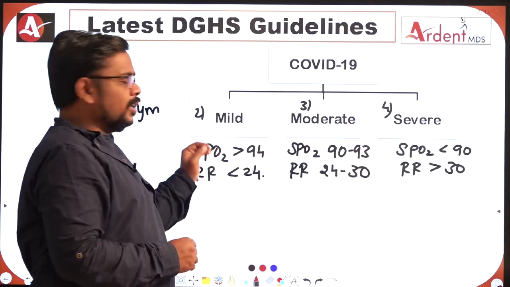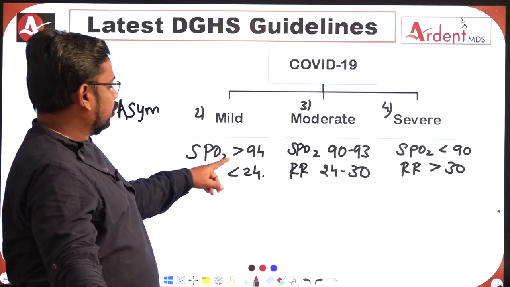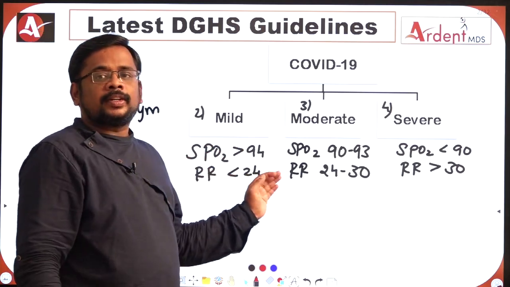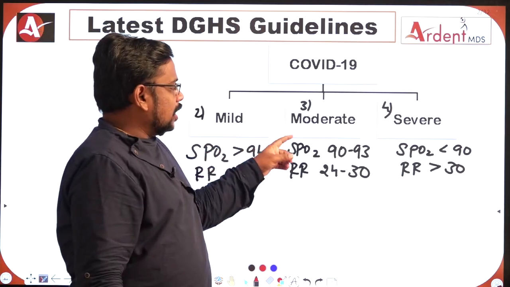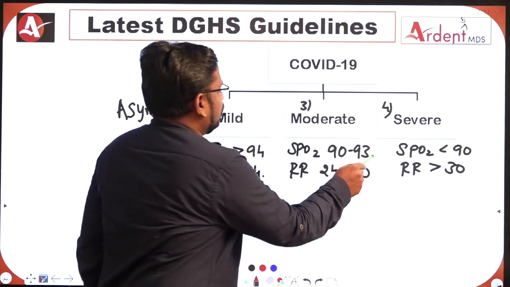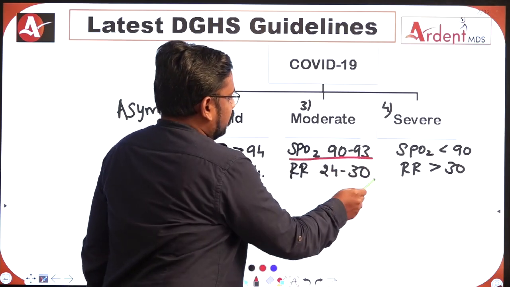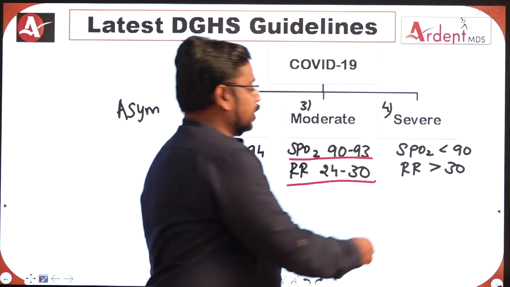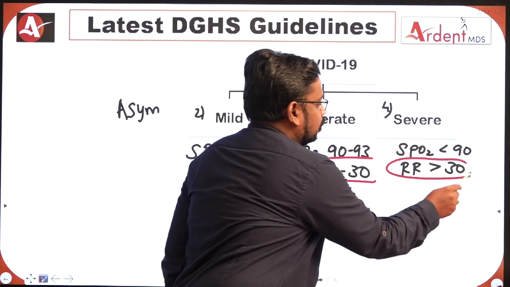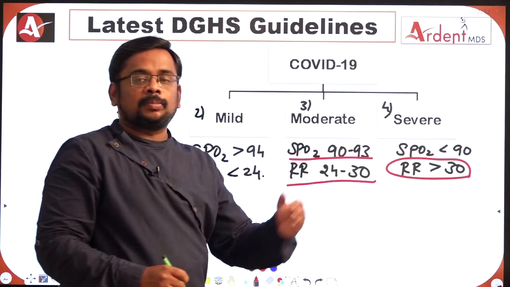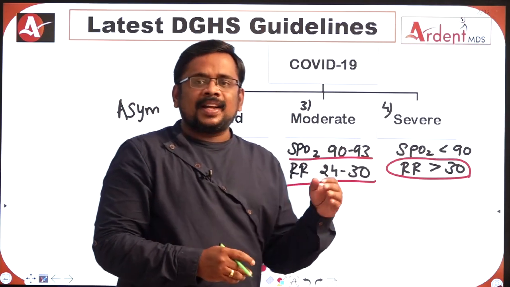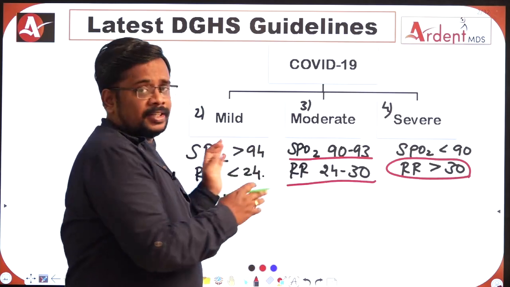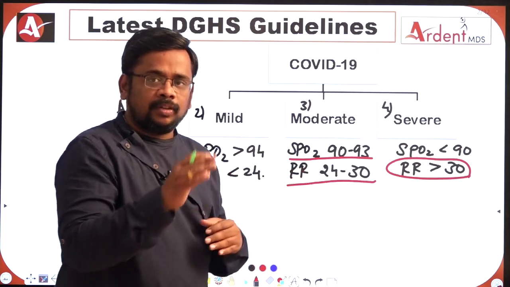In case of a mild, the oxygen saturation is maintained at more than 94, the respiratory rate is less than 24. In case of a moderate, the oxygen saturation is between 90 to 93. The respiratory rate is 24 to 30. But in case of severe, the respiratory rate is more than 30. Oxygen saturation will come below 90. So based on this, the treatment and drugs which are given for the COVID patient will vary.